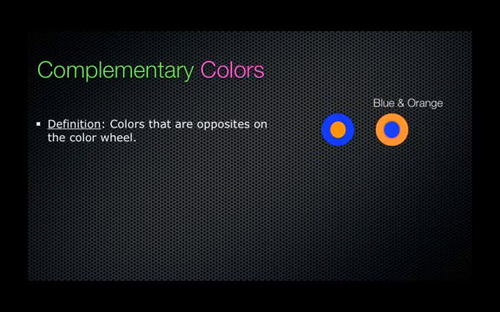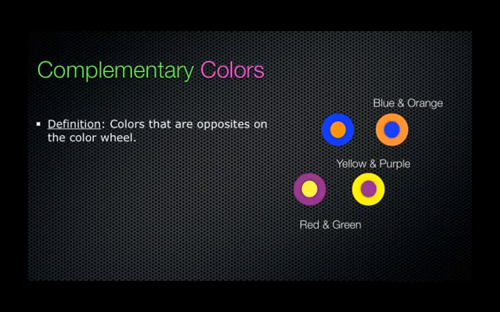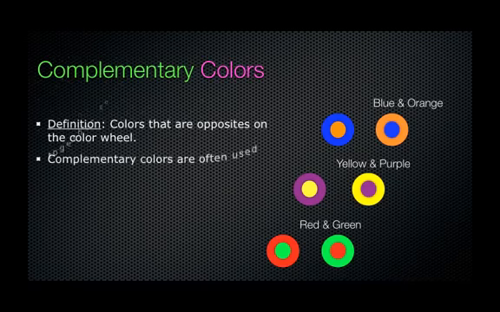And when you look at these color combinations, think about how you've seen them used in popular culture. Maybe logos for famous companies, restaurants, or sports teams. Here's yellow and purple. Red and green, another very popular set of complementary colors. Why do we use complementary colors? What's the big deal here?